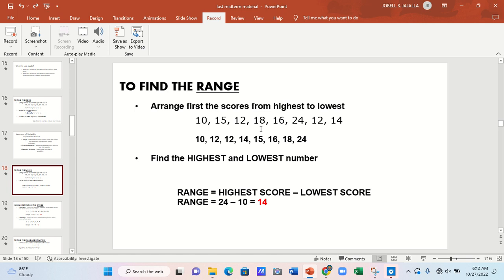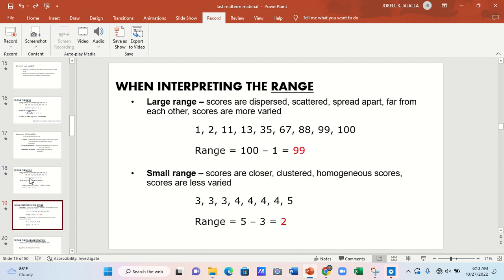Now, to find the range, all you have to do is to again arrange first the scores from highest to lowest. Then find the highest and lowest number in the given set of data. Afterwards, use the formula for range. Range is equals to highest score minus lowest score. Based from the given set of data, we identified that the highest score is 24 and the lowest score is 10. So, deduct the two, 24 minus 10, that is equals to 14. Therefore, the range for the given set of data is 14.